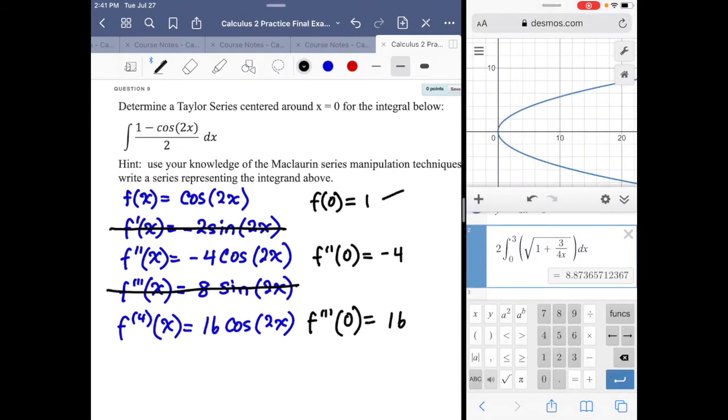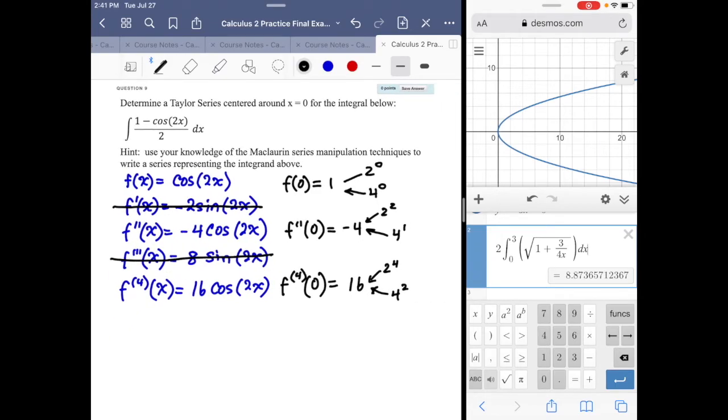Or we could say 2 to the 0th. You can make a case either way because 4 is a multiple of 2. So this is really 2 to the 0th or 4 to the 0th. This is either 2 to the 2nd or 4 to the 1st. And this is 2 to the 4th or 4 to the 2nd. All right. So when you're building your Taylor series, you could actually go either way with it.